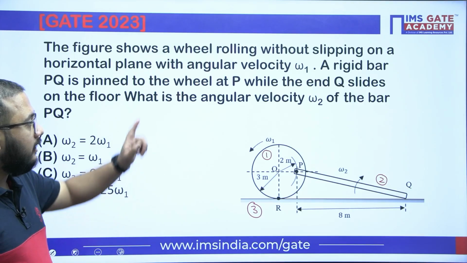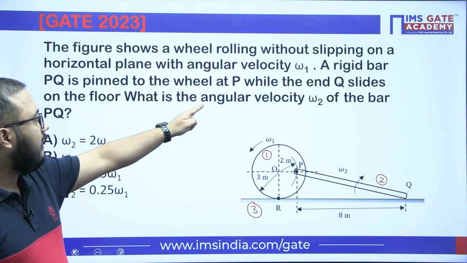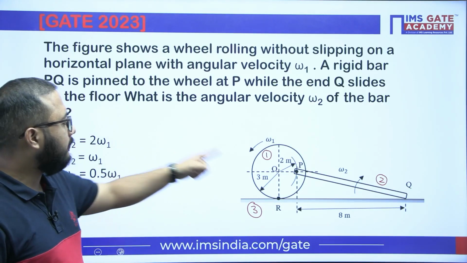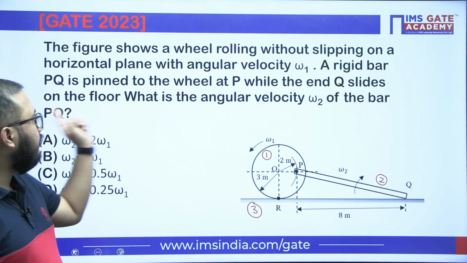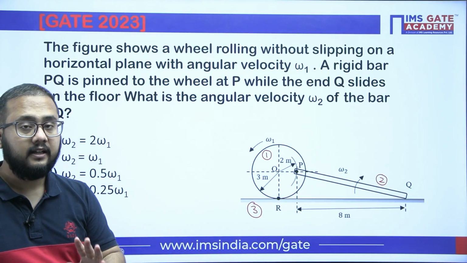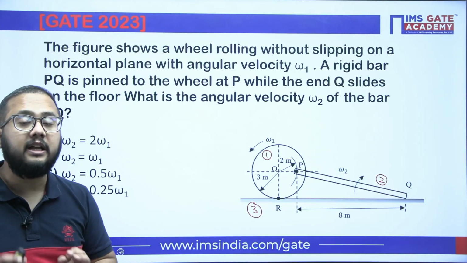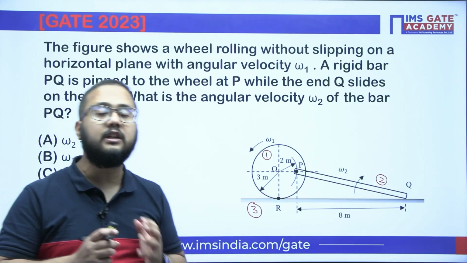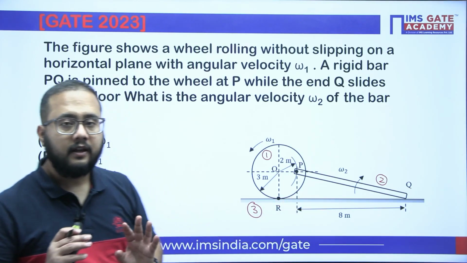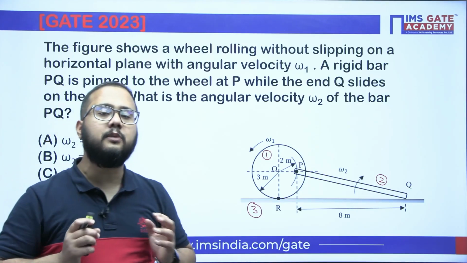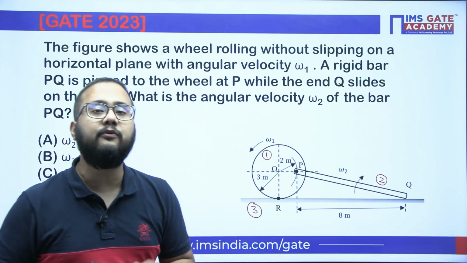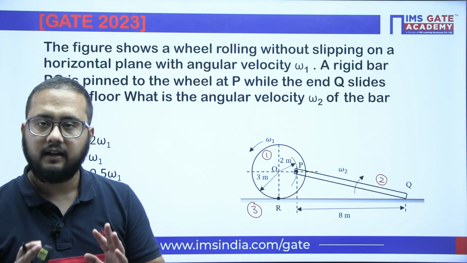Now one more point: a rigid bar PQ is pinned to the wheel at P. Pinned means what? Hinge or pin joint. At P they have mentioned, while Q is sliding on the floor. So sliding motion is there. Reading the question is very important, because some of the important information you will get from the question and some information you will get from the diagram also. If we have not understood the motion, if we are not able to visualize what kind of motion it is going to do, then it is impossible for us to locate the I centers. I hope this point is clear.